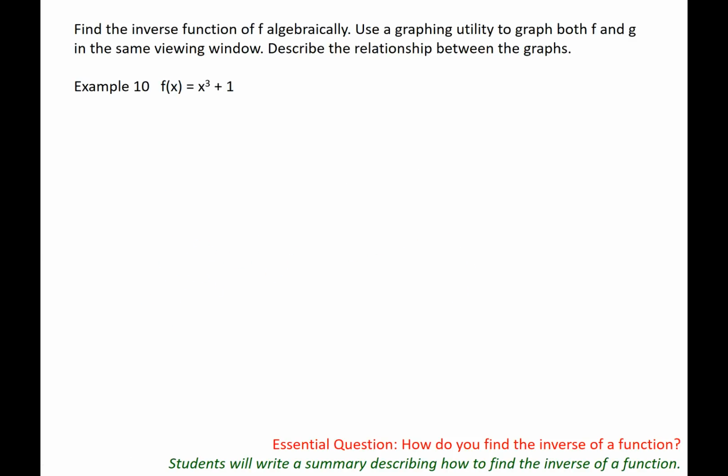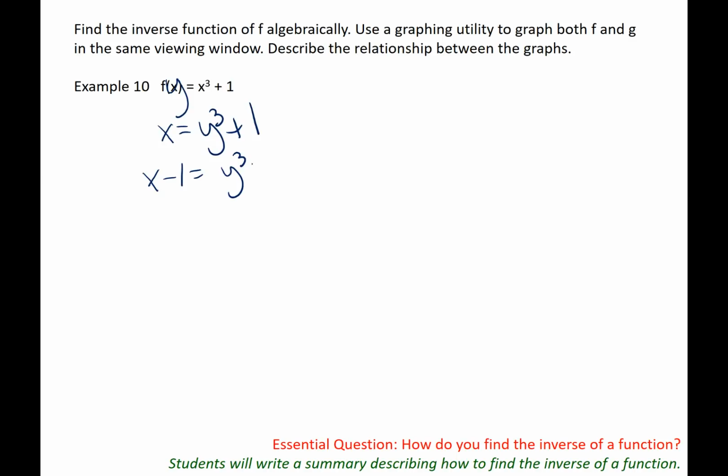All right, we're going to do the same thing for example 10, so let's try that one together. Again, I'm going to start by making that y equals, and I'm going to switch my x and my y, because every time we have an inverse, we switch the x and the y. Now I'm going to get y by itself, so I'm going to do the opposite. I'm going to subtract 1 from both sides. So x minus 1 equals y cubed.